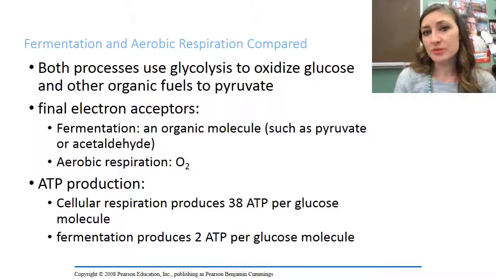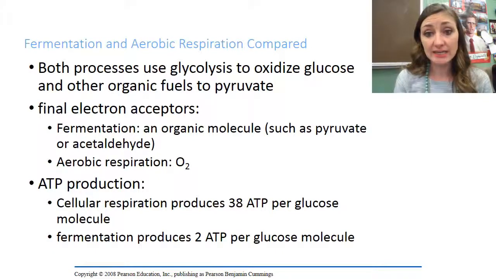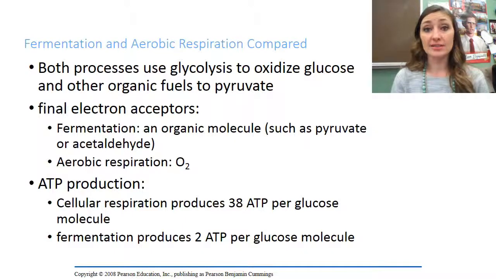So let's compare and contrast cell respiration and fermentation. Both processes use glycolysis as their first step. This happens in the cytosol. You are taking glucose and breaking it down into 2 pyruvates. Your final electron acceptors in fermentation would be an organic molecule such as a pyruvate or an acetaldehyde. And in aerobic respiration, your final electron acceptor is oxygen, which pairs with hydrogen ions to form water.